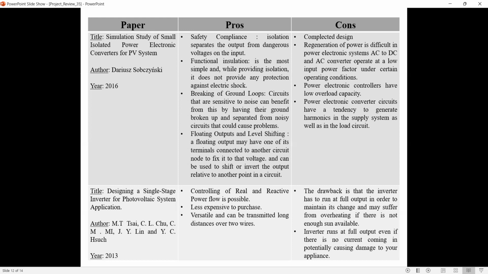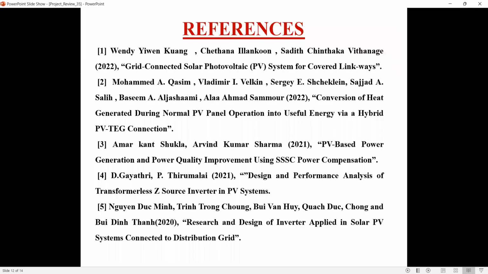Coming up to the drawbacks is that the inverter has to run at full output in order to maintain its charge and may suffer from overheating if there is not enough sun available. The inverter runs at full output even if there is no current coming in, potentially causing damage to your appliances.